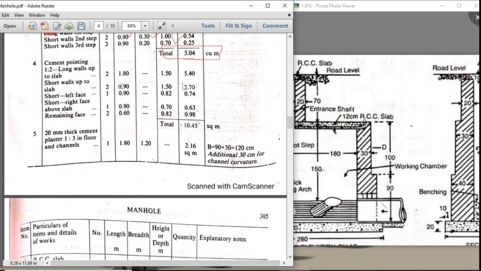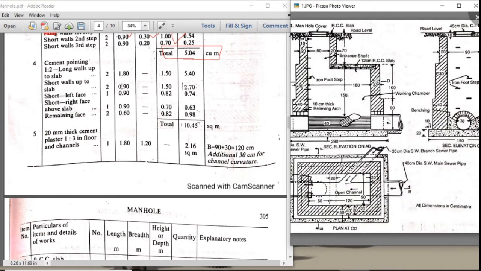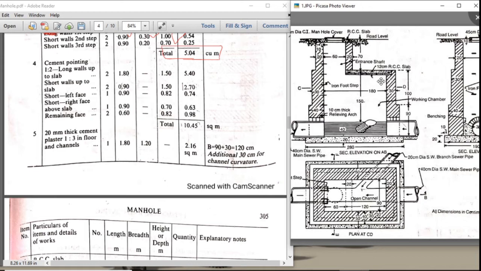Now next is cement pointing. That is pointing work in 1:2. Okay, so for long walls up to the slab, see here, this is for long walls up to the slab. Here RC slab is there, no? Okay, so how many long walls will be there? 1, 2. So 2 numbers, length 1.80. Then breadth will not be there, pointing work it is. Then what is the height up to the slab? 1.50. Then multiply, we will get 5.40.